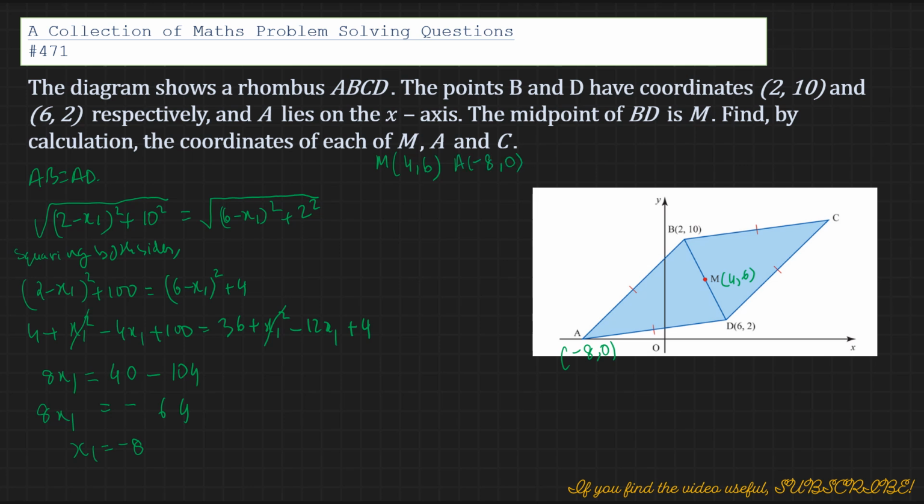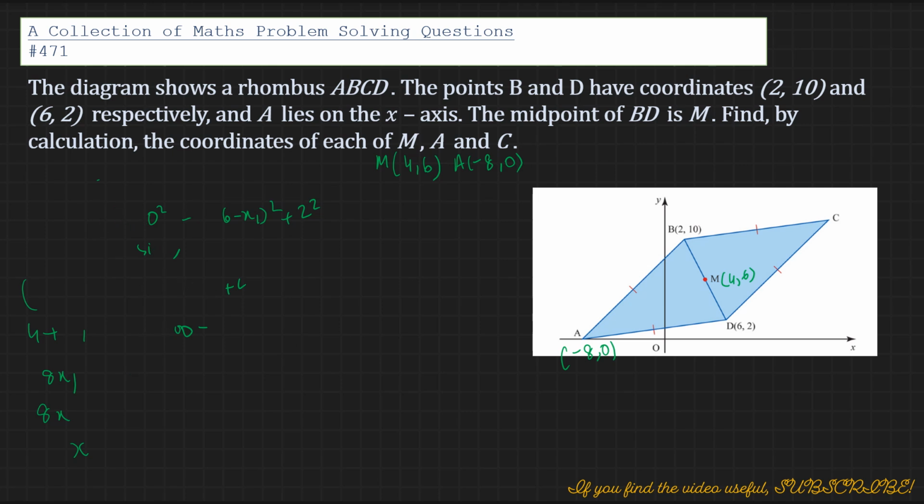So that's done. Now we have to find the coordinates of C. To find the coordinates of C, we have to do a little bit more work, because first of all, we can make an assumption here that it is (x2, y2). So you have to find both x2 and y2. They don't lie on any axis, and we have no way to make one of them 0.